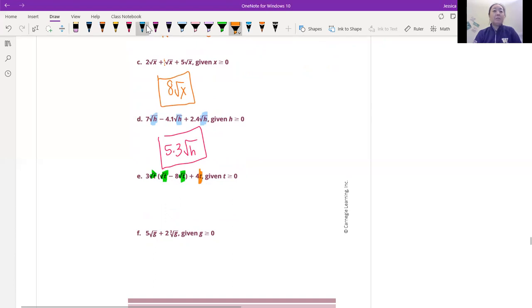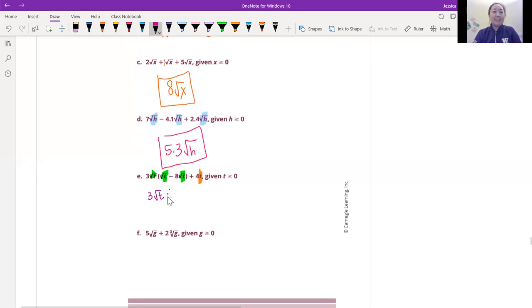All right, so now some people may think, why don't we just distribute it? You can. You don't have to, because what do you notice? The inside of the parentheses is the exact same term, they're like terms. So we can just combine them. That's what we're going to do first. So square root of 3 root t times, what are we multiplying? Or not multiplying, t square root of t minus 8 root t.